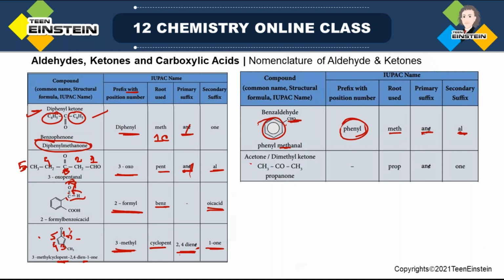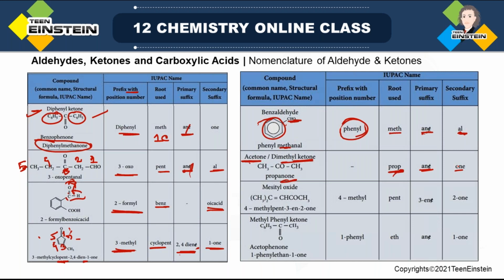Then acetone. This is common name. This is also common name, but this will be the IUPAC: propanone, or you can also write 2-propanone. Both are fine. Prefix, there is no prefix. Root word is prop because it is a 3-carbon chain. Parent alkane ANE, E is not written. Then after AN it will be ONE.